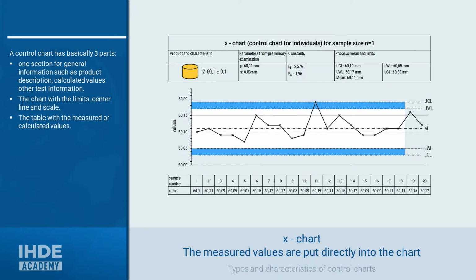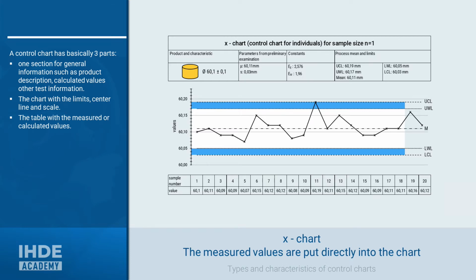Here we see a control chart for a sample size of 1. Quality control charts can usually be divided into three areas. The top section contains general information about the product, such as the item number, part name, revision index, and so on. Other details, such as information on test equipment or characteristics of the control chart, can also be documented here.